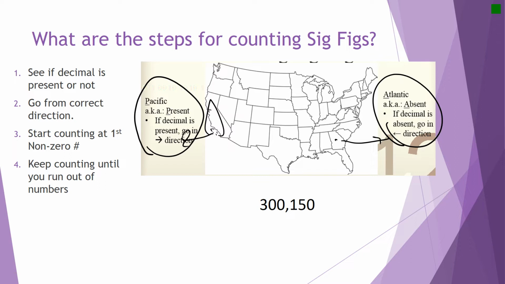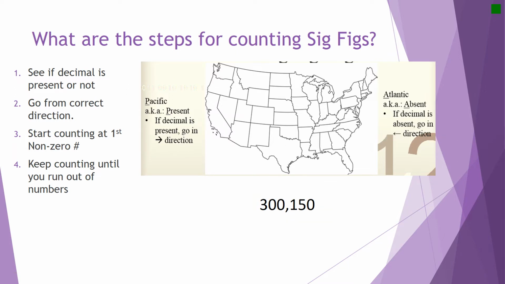So the first thing you want to do is see if, in your number down at the bottom, this right here, the decimal is present or not. By present, I mean do I literally see it or not? In this case, I do not. So I'm going to go from the Atlantic or the absent side, because the decimal is absent. I'm going to start from the right and go to the left, counting at the first non-zero number. So it would be 1, 2, 3, 4, 5, and you keep counting till you run out of numbers. So this guy would have 5 significant figures.